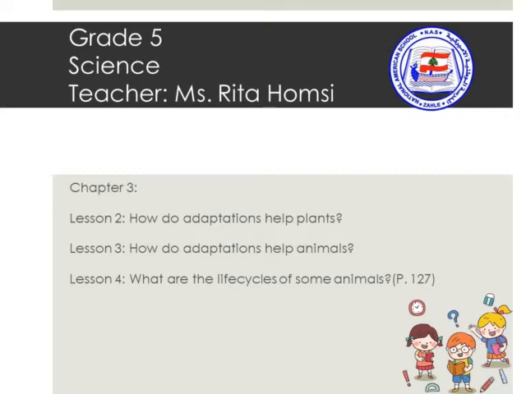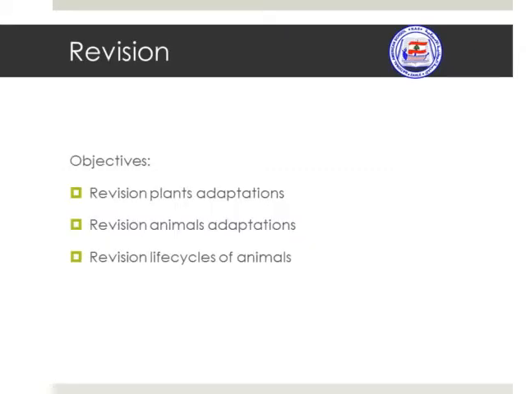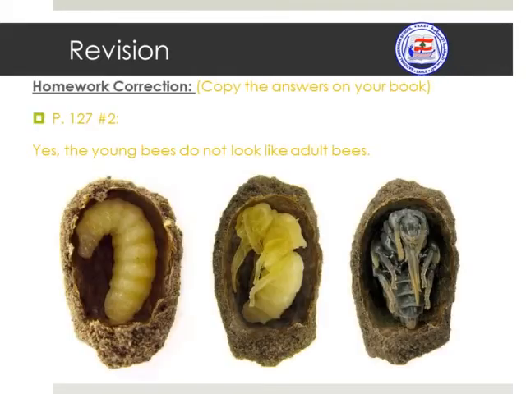Today we will do a quick revision about lessons 2, 3 and 4 in chapter 3. So as I previously said, today we will be reviewing plants adaptations, animal adaptation, and the life cycles of some animals. Let's start by correcting the homework, and please make sure to copy the answers on your book.